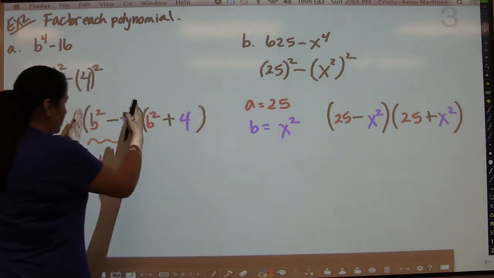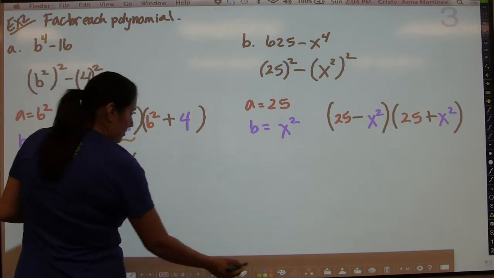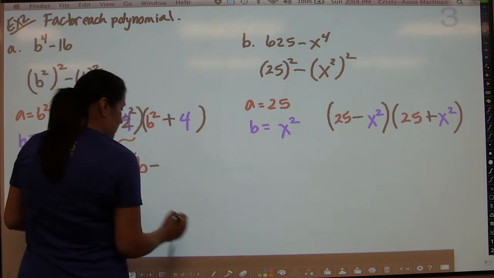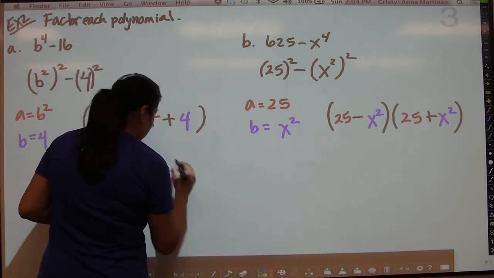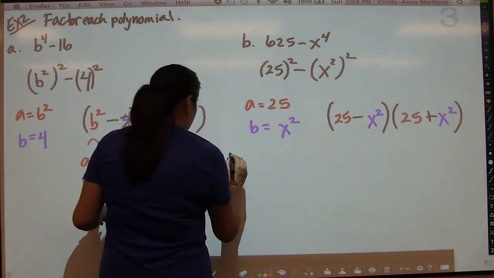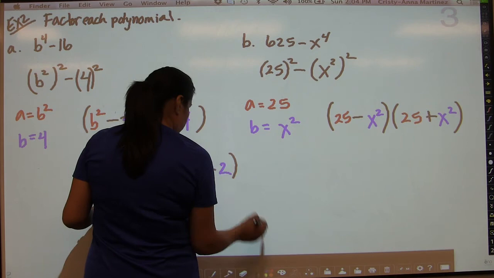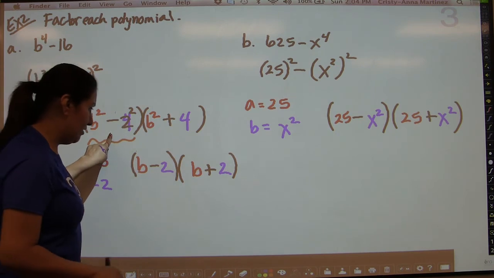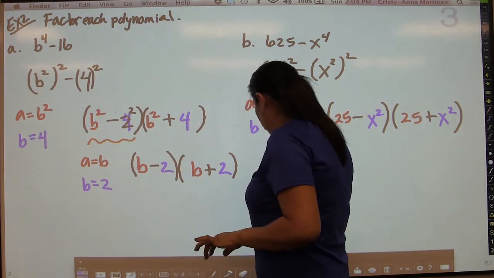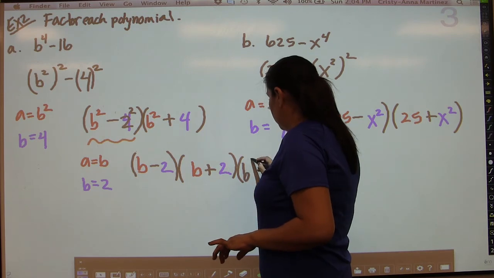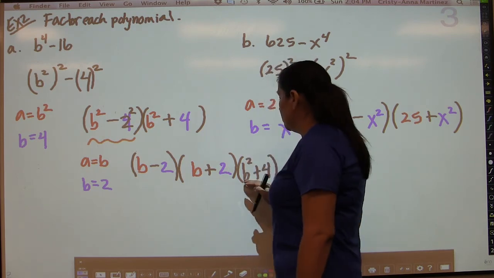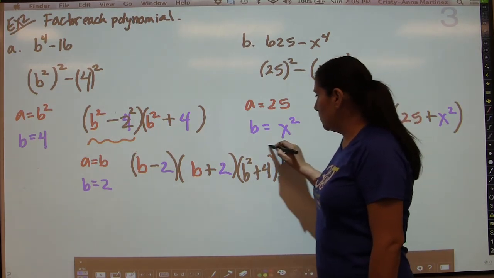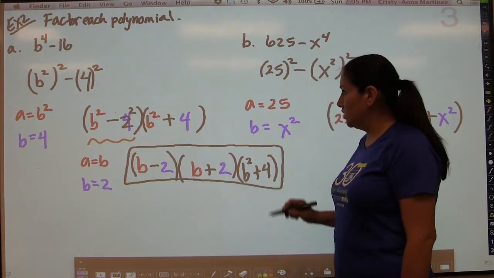So now, for this factor here, we're actually going to get b minus 2 and b plus 2. So the b minus 2 times the b plus 2 takes care of this factor here. And then of course you don't want to forget that you still have the b squared plus 4 from before. And there is no sum of 2 squares formula. So this guy just stays the same. But this would then be the complete factorization for part A.